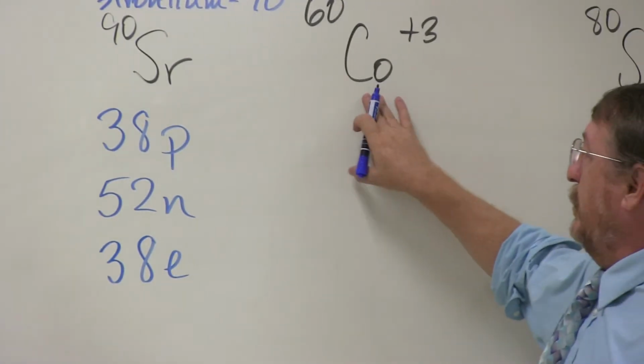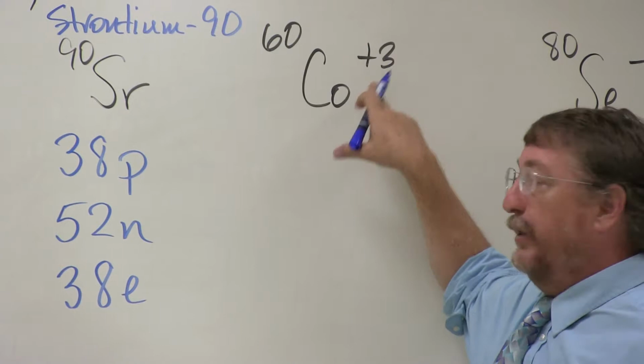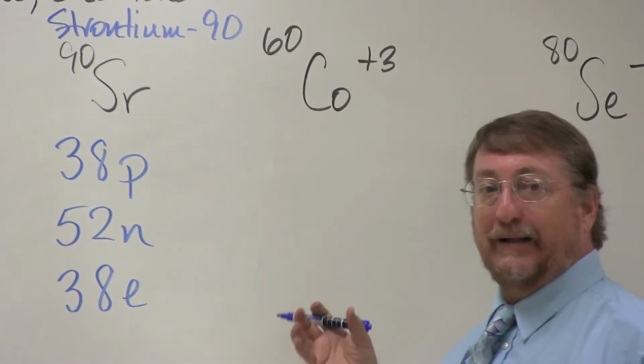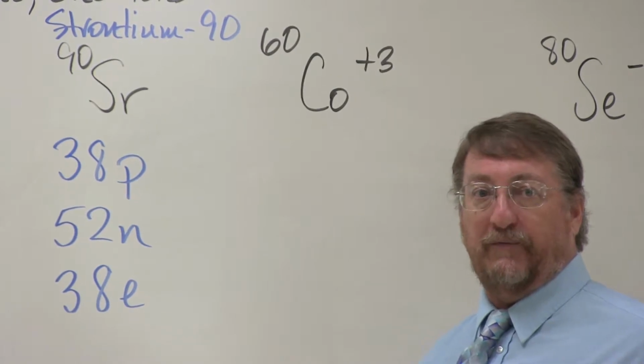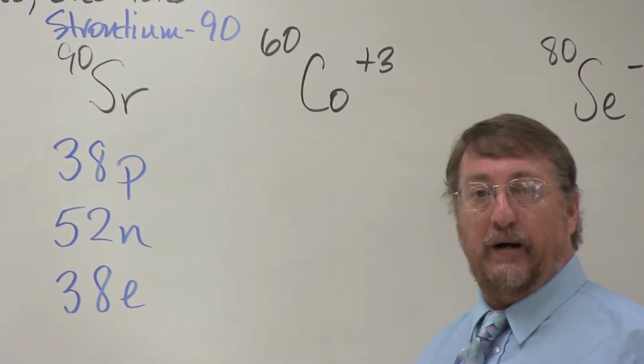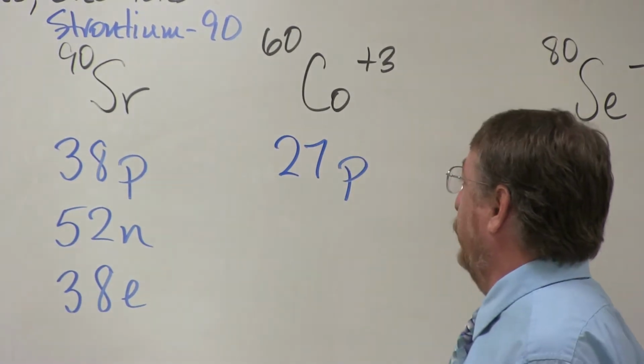Now go to cobalt. Cobalt 60. This cobalt has a charge of +3. To be cobalt is to contain 27 protons. All atoms of cobalt contain 27 protons because 27 is the atomic number of cobalt. So we have 27 protons.